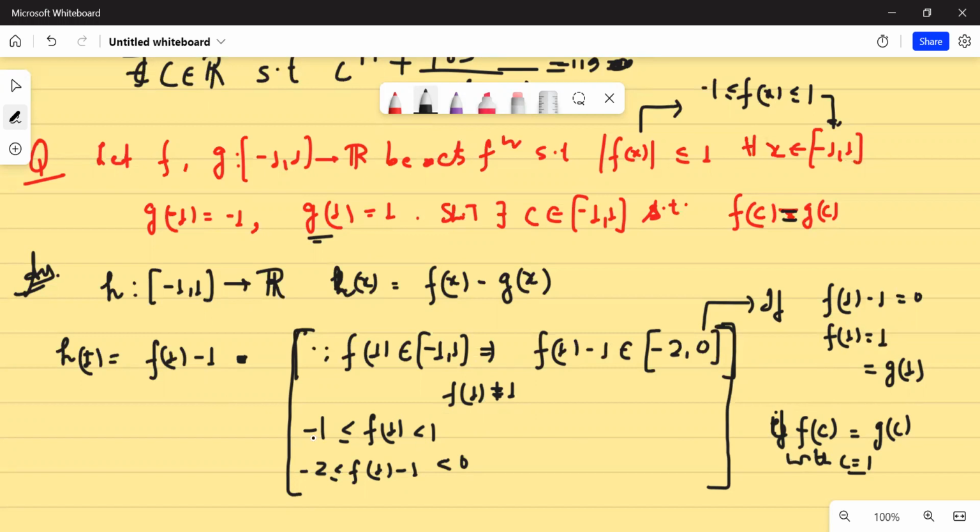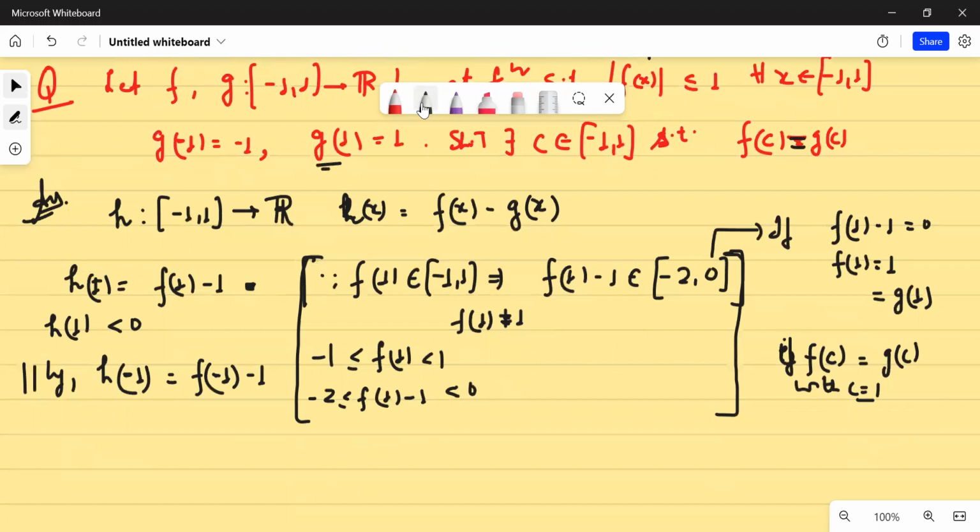In that case f(1) would lie between -1 and 1, and f(1) - 1 would lie between -2 and 0. That implies your h(1) would be negative. And on similar lines, if you find f(-1), f(-1) क्या होगा? It will be f(-1) - 1. Again, the same thing. Sorry, f(-1) + 1, I think, because you have taken the function to be f(x) - g(x) ना.